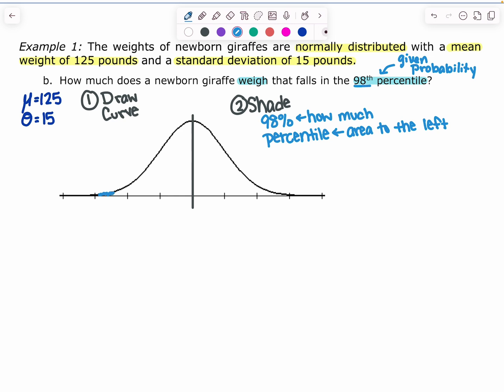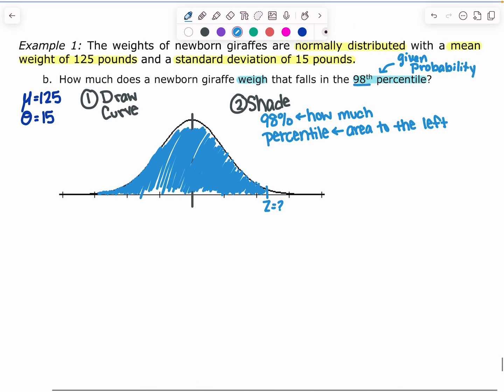So area to the left means I start on the left, and I keep going until I have shaded 98% of my curve. So I made it to 50, and I'm going to keep going until I get to 98%, which is almost all of it, and that's where I'm going to stop. And this is where my unknown z-score is. So that looks like about 98%. It doesn't have to be perfect. I know I needed to go past 50%, and quite a ways past 50% to get to that 98%.